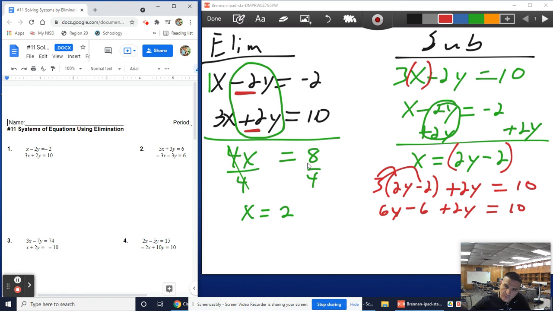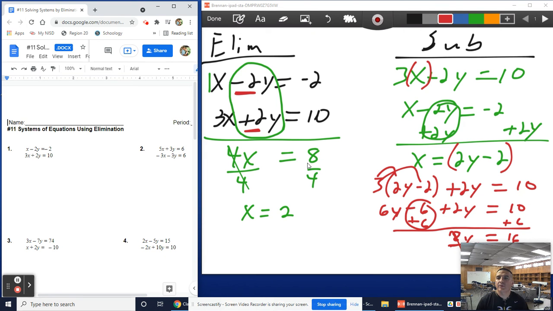All right, I want to move the whole numbers to the right. I want to keep the y's on the left. So I will add 6 here, add 6. This goes away. And I have 6y plus 2y, which is 8y. And that equals 16. When I divide by 8, that cancels, and y equals 2.